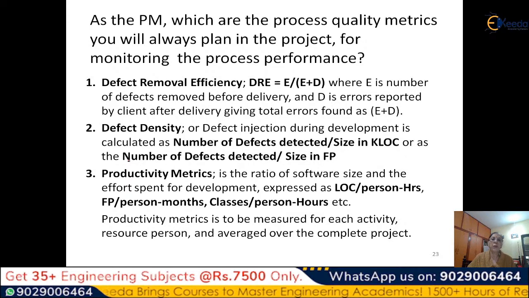So as we have seen, defect removal efficiency. Defect removal efficiency is measured by E by E plus D, where E is the number of defects removed before delivery and D is the total errors. That means what you got before and after delivery. Then you have the defect density, that is the defects injected during development, number of defects detected divided by the size, or by the size in FP. So how many defects have been injected during the development time? This is how many defects have been removed. This is how many defects have been injected. So this is the defect density.